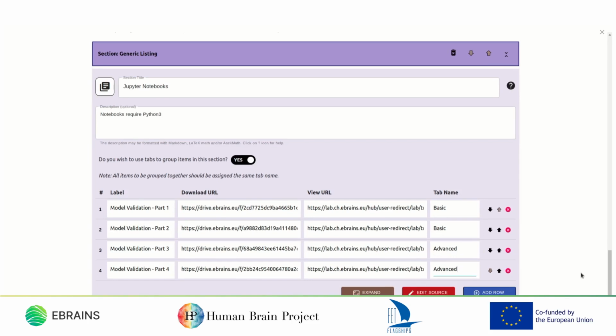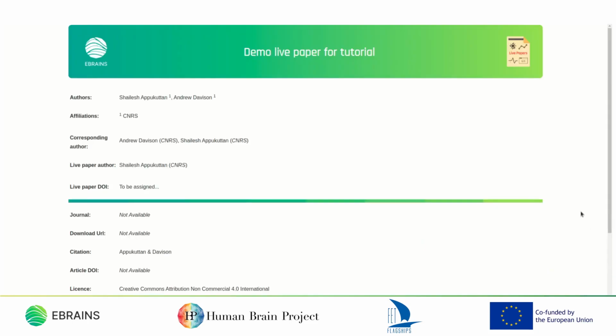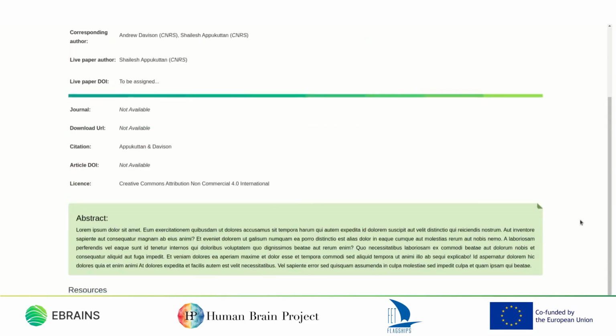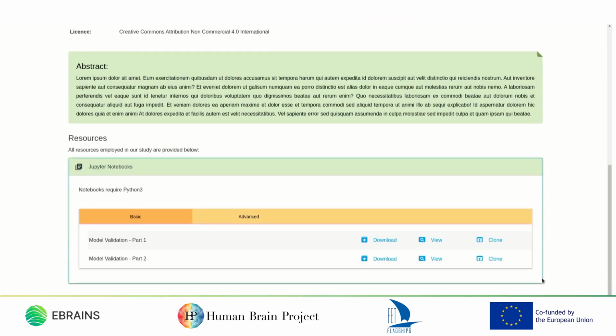Let us quickly take a look how this would look in the final live paper using the preview option that we saw earlier. As you see here, we have all the contents from before, and additionally now we have a resource section named Jupyter Notebooks. If you click on this, you see that we have two categories named Basic and Advanced, and each of them contains the two Jupyter notebooks that we input.